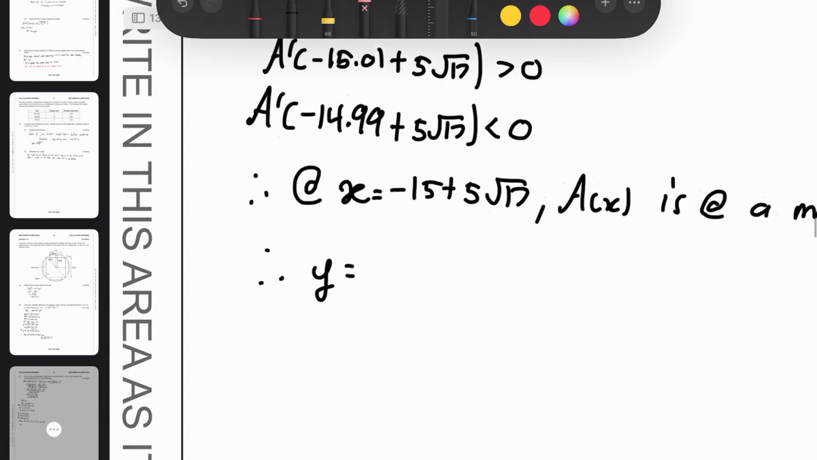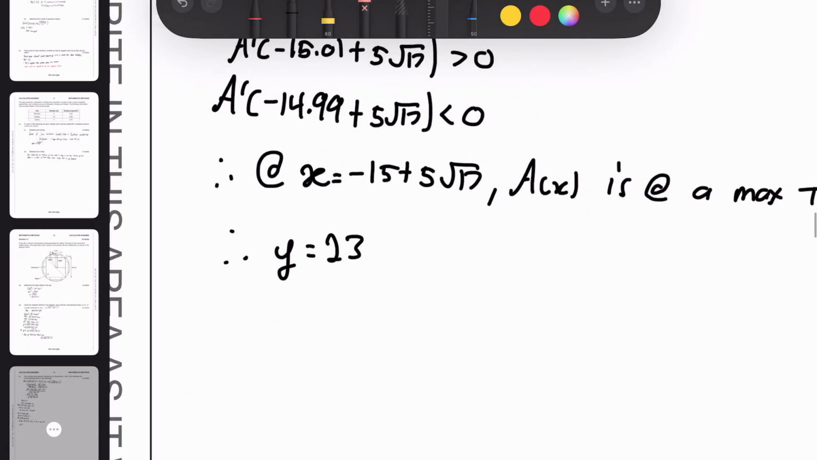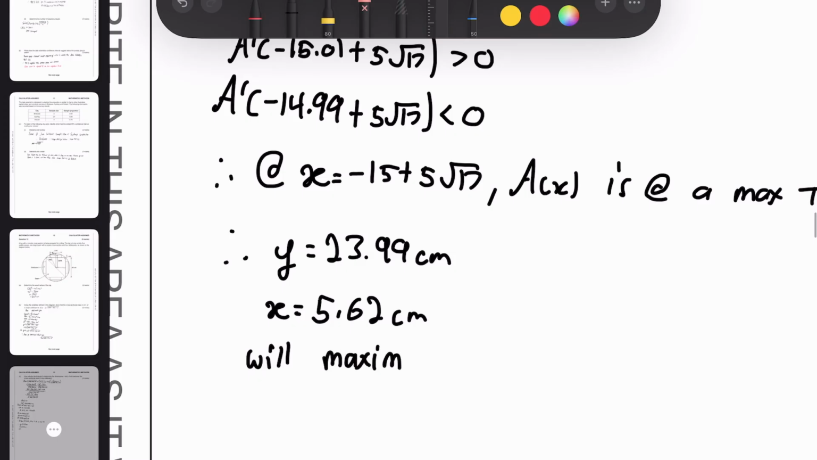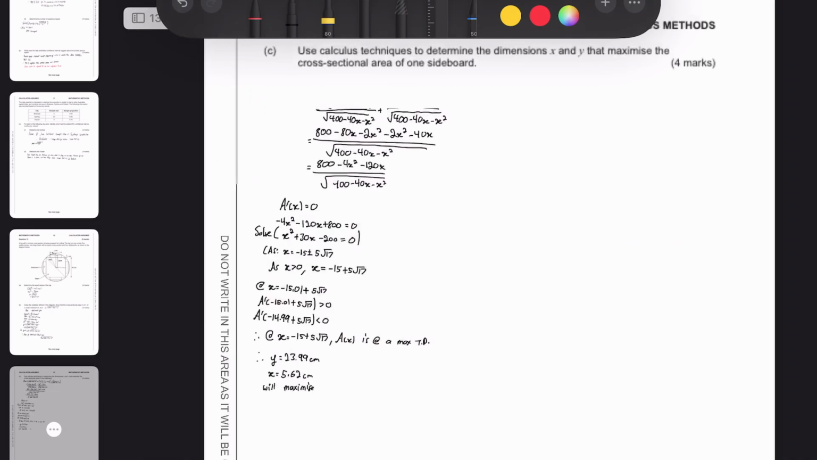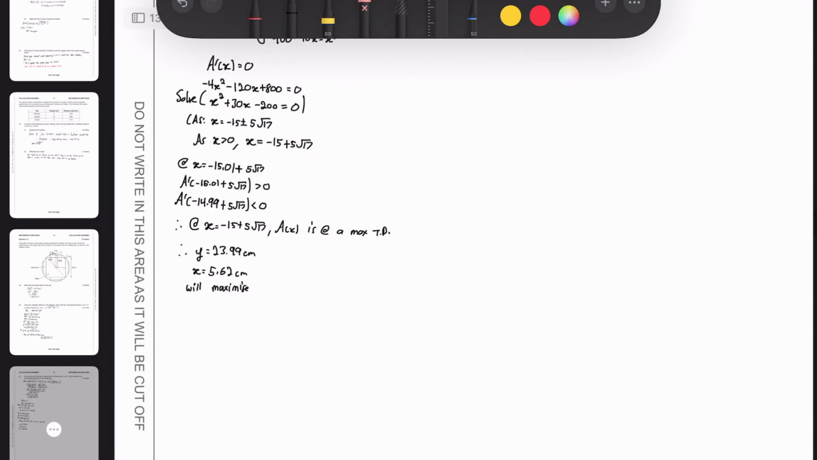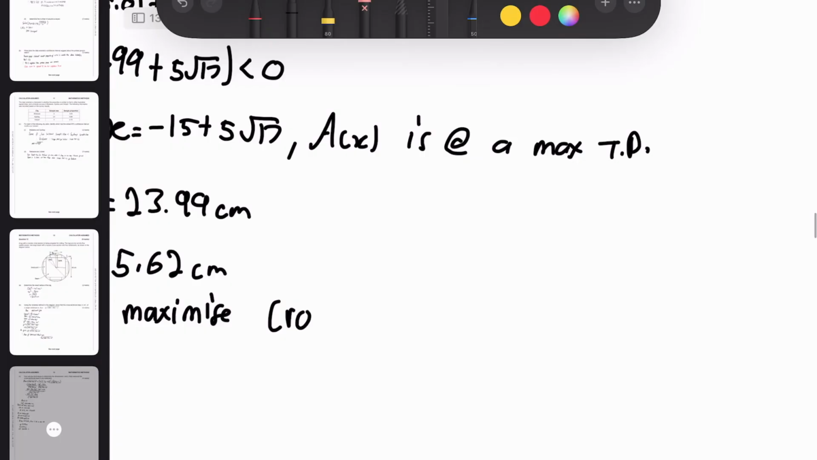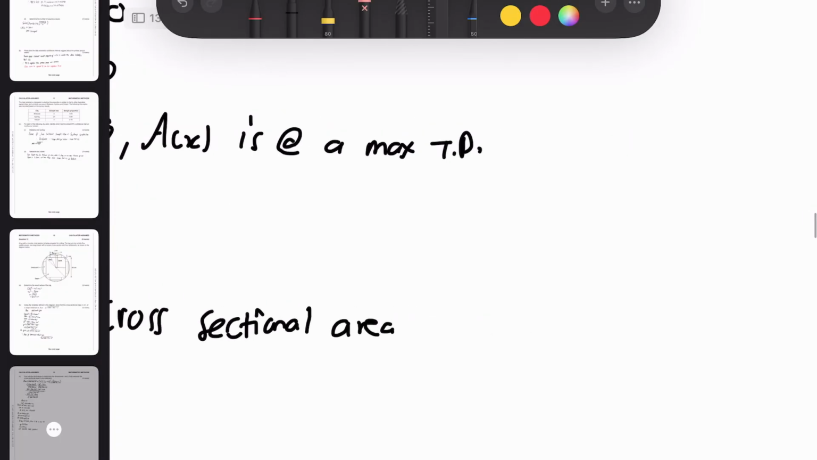Therefore, y is equal to 23.99 centimeters. X equals, what is this as a decimal number? 5.62 centimeters will give maximized cross-sectional area. Wait, hold on. Not A of x. Will maximize cross-sectional area of one sideboard. Of one sideboard.